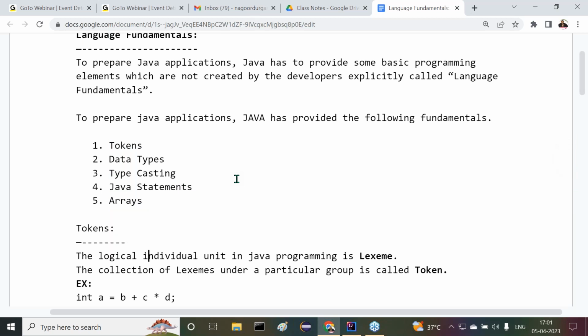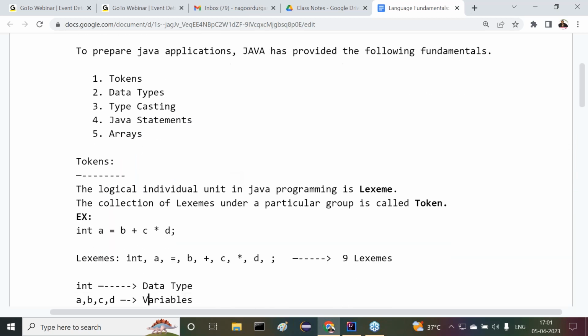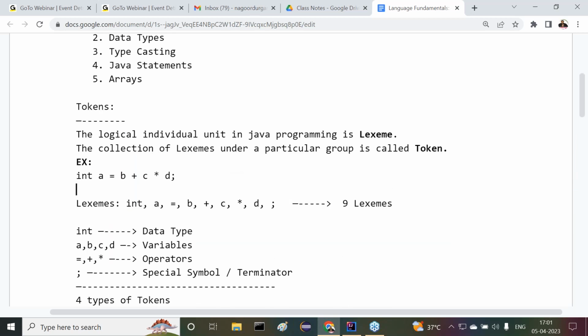Among all these, here we are discussing tokens. What exactly is the meaning of tokens? Tokens is very clear. The logical individual unit in Java programming is called a lexeme. Then after this, a collection of lexemes that come under a particular group is called a token. That is the definition of a token.